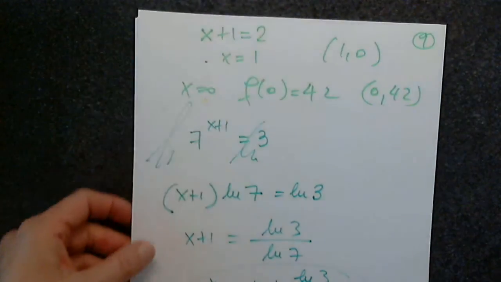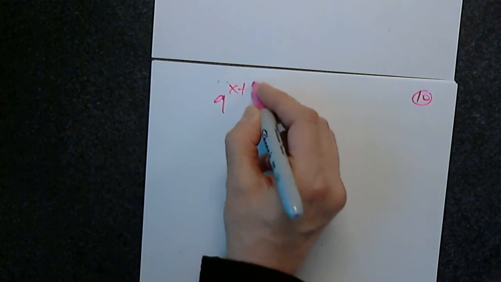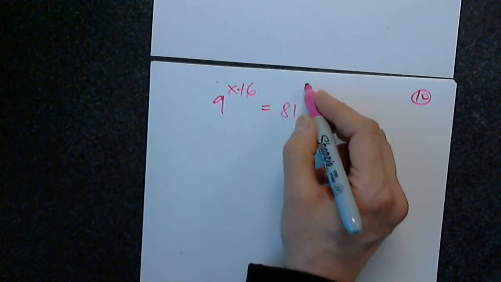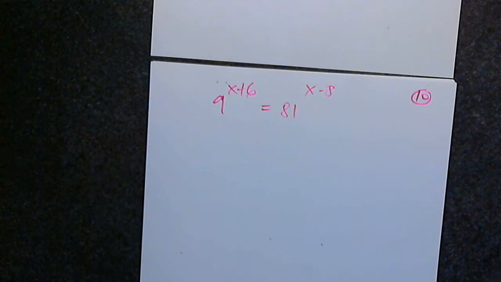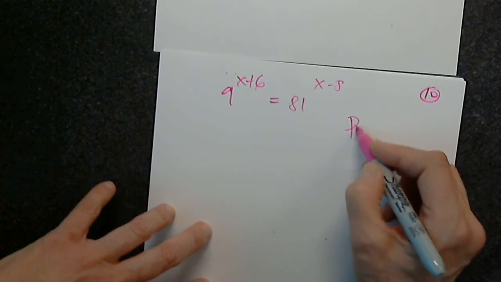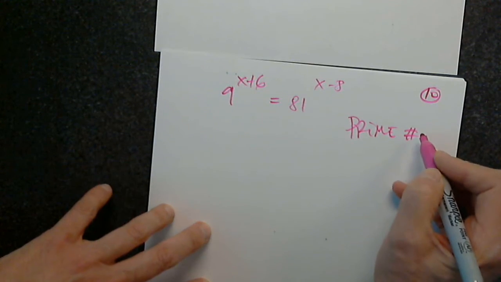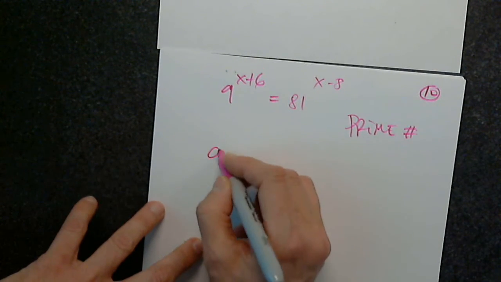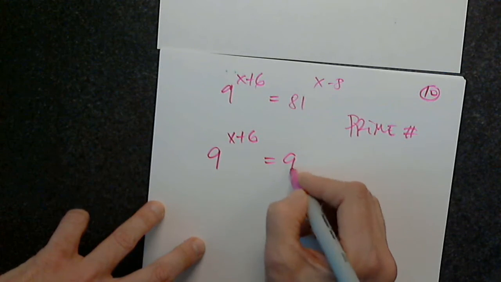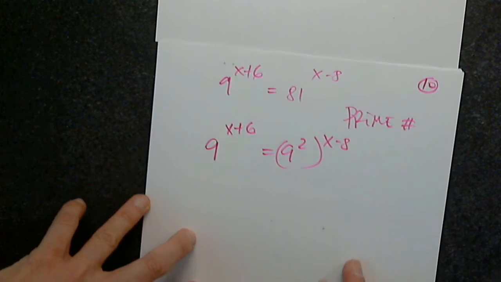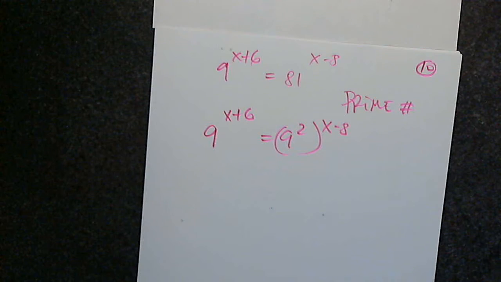Yes, the same idea, but in this case, I don't have to use log. Is it wrong to use log? No, but I don't have to. So this is 9 raised to x plus 6 equals 81 raised to x minus 8. We prefer prime numbers as base. However, in this case, this works as 9 raised to x plus 6 equals 9 squared raised to x minus 8. So that is good too. But normally we prefer prime numbers. 9 is not a prime number, but that's okay.